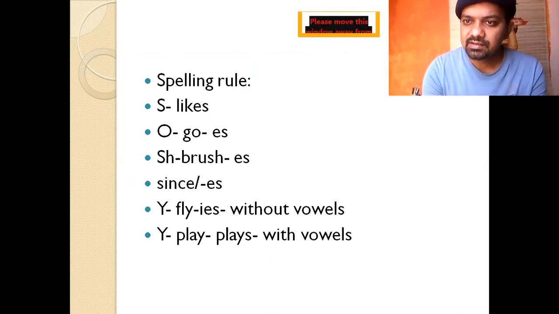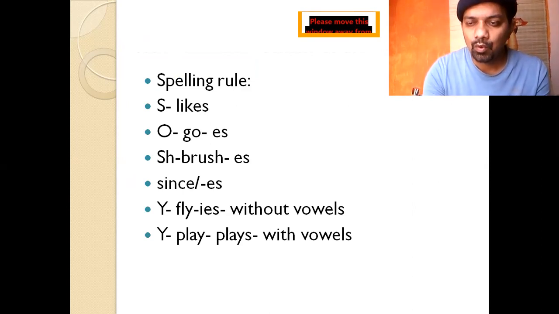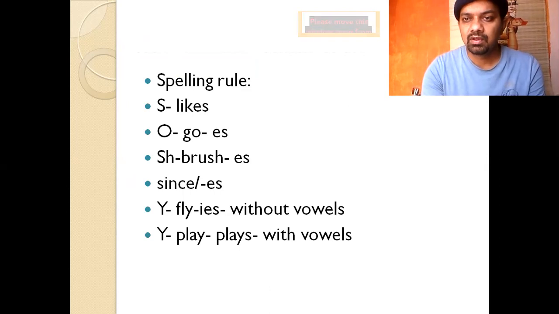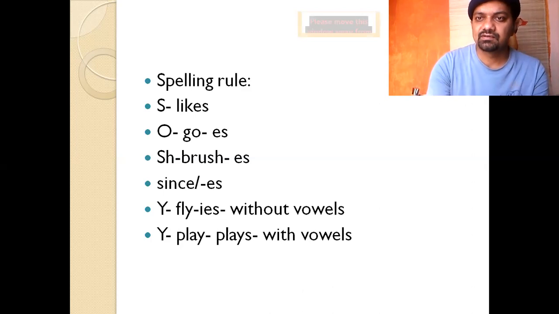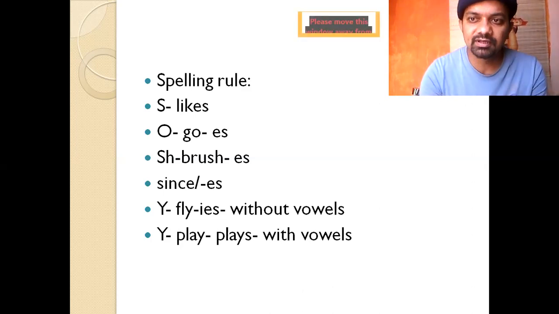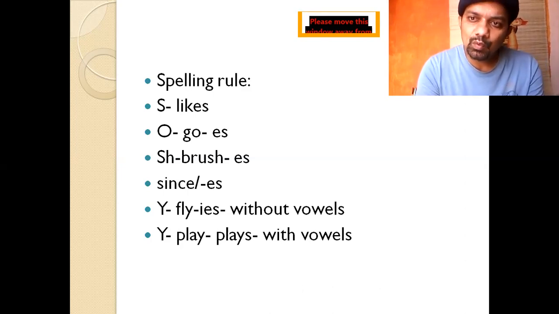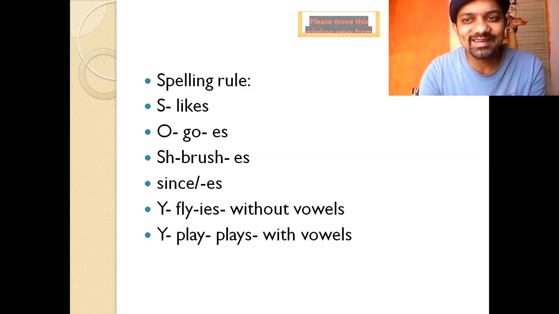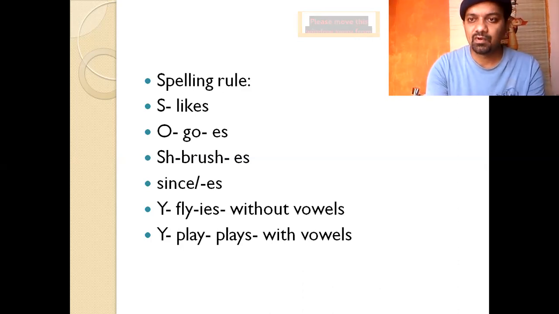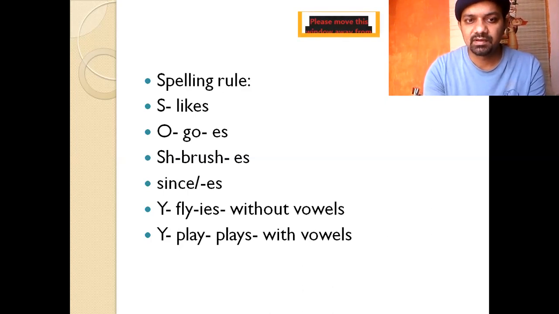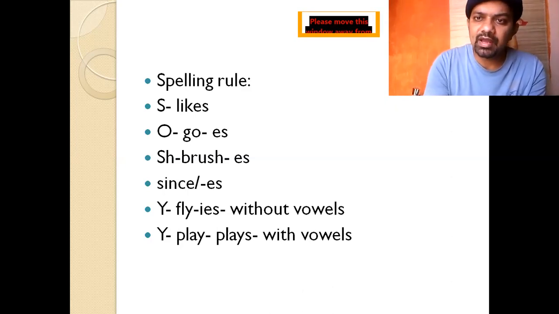Let me focus on some spelling rules. When you make it plural, sometimes we make mistakes in adding s, es. If you add s to a noun, it becomes plural. Pen, add s to it, pens, it becomes plural. Like, add s to it, likes, it becomes singular. When a word ends with o, we have to add es to it. Go, goes, while writing. While speaking, you add s: goes, likes.